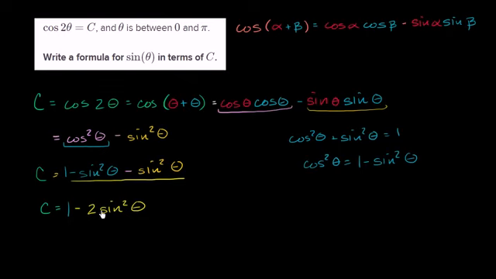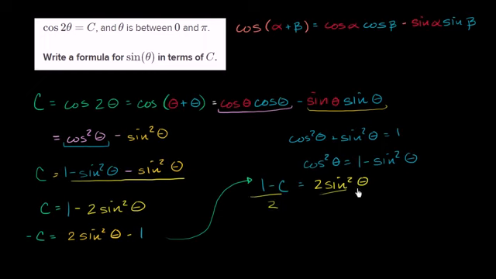So I could multiply both sides by a negative so that I can switch the order over here. I could write this as negative c is equal to 2 sine squared theta minus 1. I just multiplied both sides by a negative. And then I could add 1 to both sides, and I get 1 minus c is equal to 2 sine squared theta. I can divide both sides by 2, and so I get sine squared theta is equal to (1 minus c) over 2. Or I could write that sine of theta is equal to the plus or minus square root of (1 minus c) over 2.